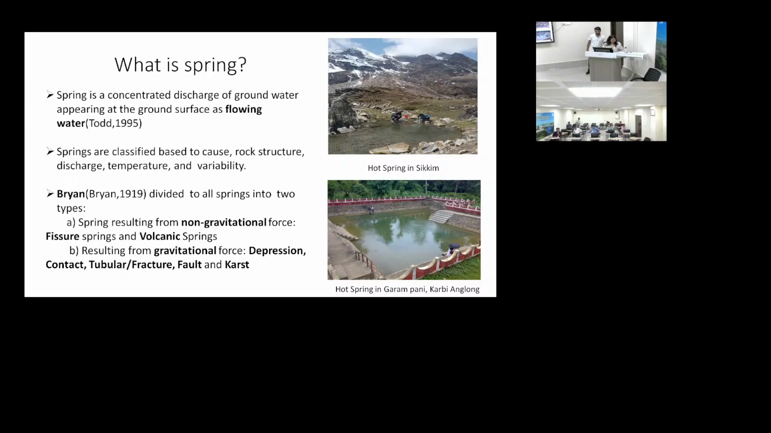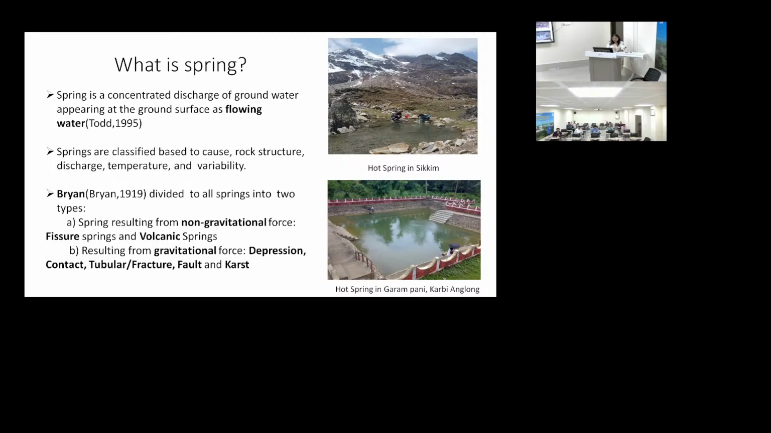So far from the previous presentations, you must have known what a spring is and what the classifications of springs are based on their structures, discharge, temperature and other variables. So I will repeat that again. A spring is the concentrated discharge of groundwater on the surface that has to come out naturally. If you have to dig it out, then in that case it will not be considered a spring.